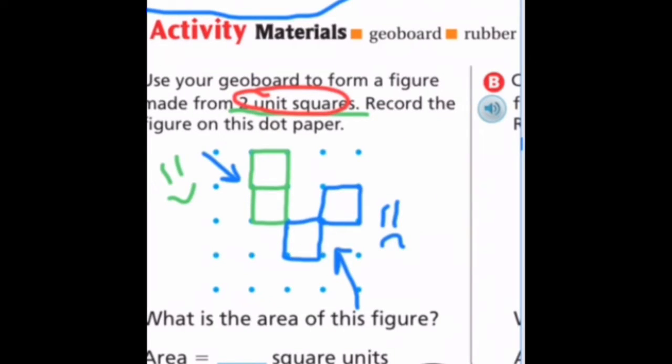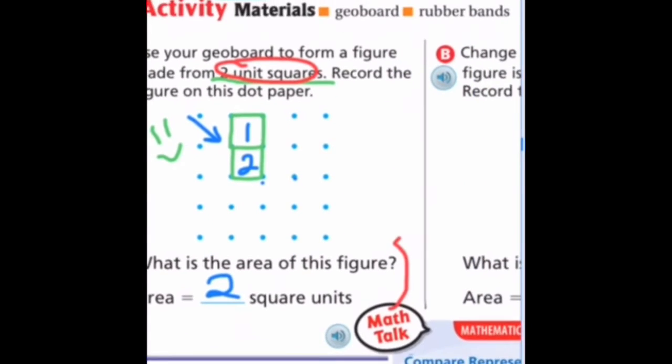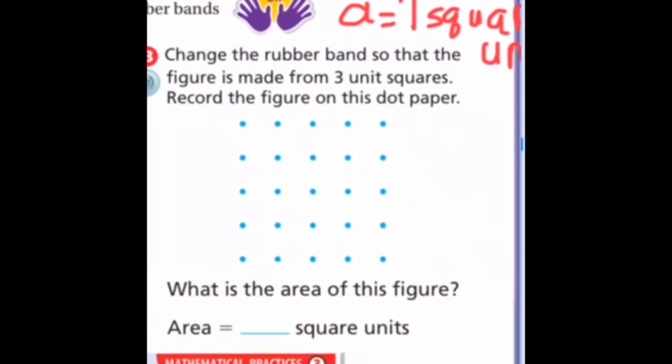Now we come down to the bottom here, and it says, what is the area of this figure? Again, we're looking at the green shape, not the blue one. The area of that figure, we just count the squares. So the area of this figure is 1, 2. It's 2 square units. We just count the squares. Let's slide over here to B.